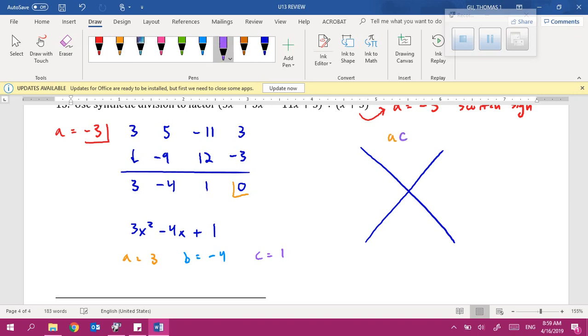That's right. What goes in the bottom? -4. So now I've got to find the two numbers, the two factors of 3 that would add up to -4 and multiply to +3. That is correct. Very good. -3, -1. And what do I do with these numbers now?